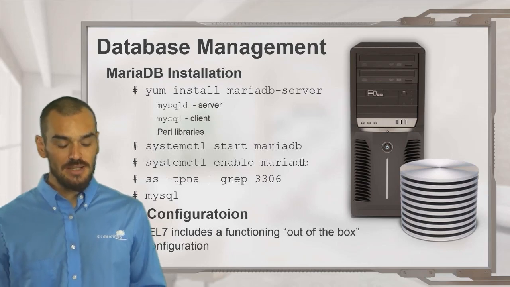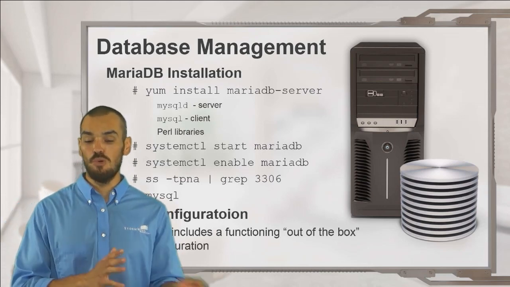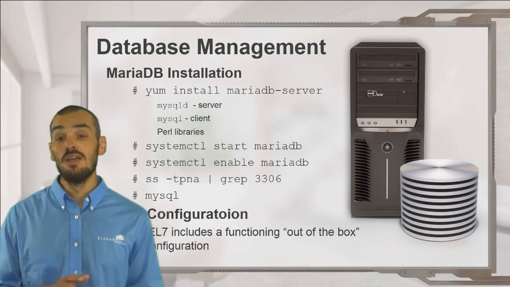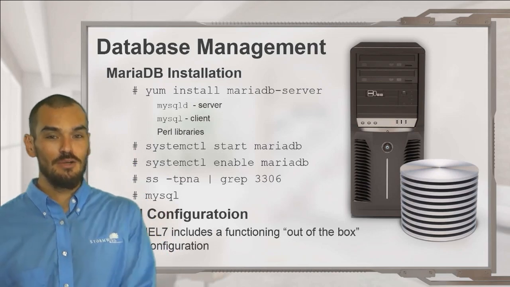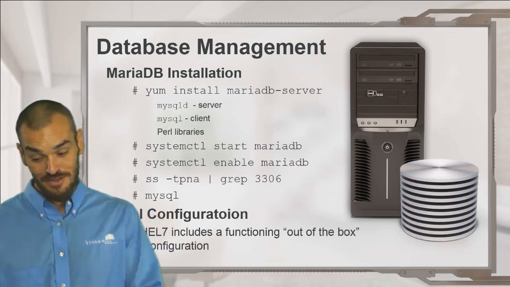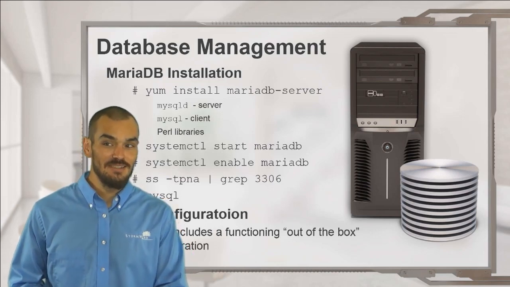Once you've done that, you can use MySQL to test out your database connections. You have to start up the MariaDB service. You have to enable the MariaDB service. It's going to default to port number 3306. So anytime you're using non-default port numbers, of course, you have to make configuration changes to MariaDB itself. You also have to factor in the firewall. You also have to factor in SELinux.